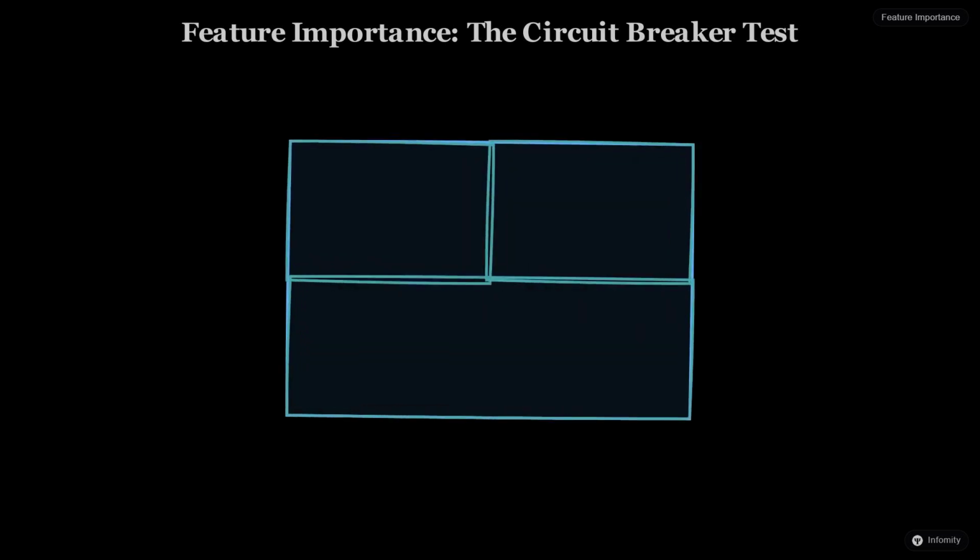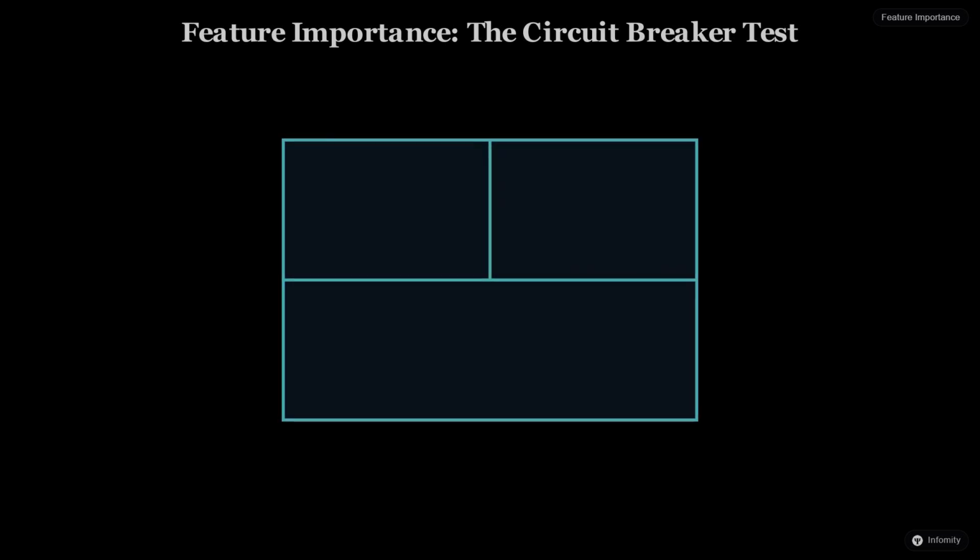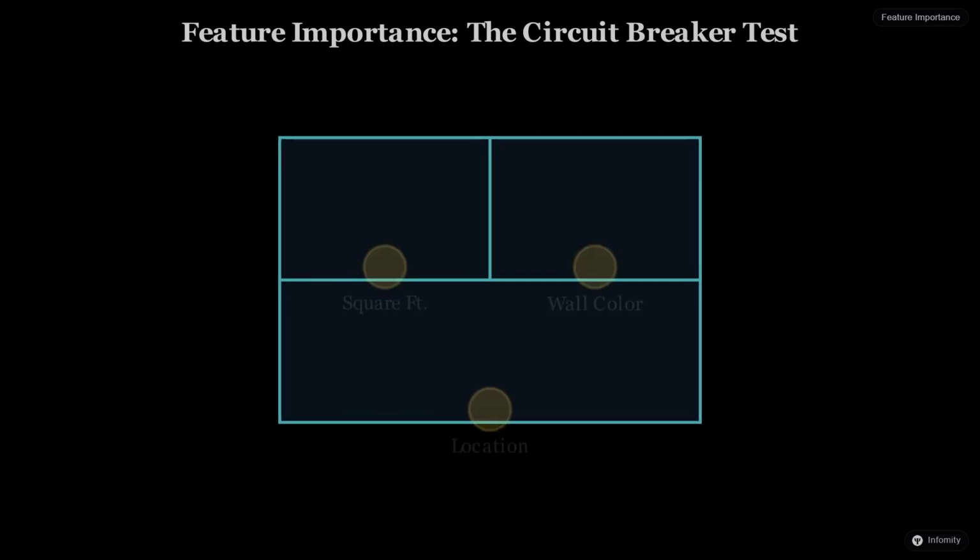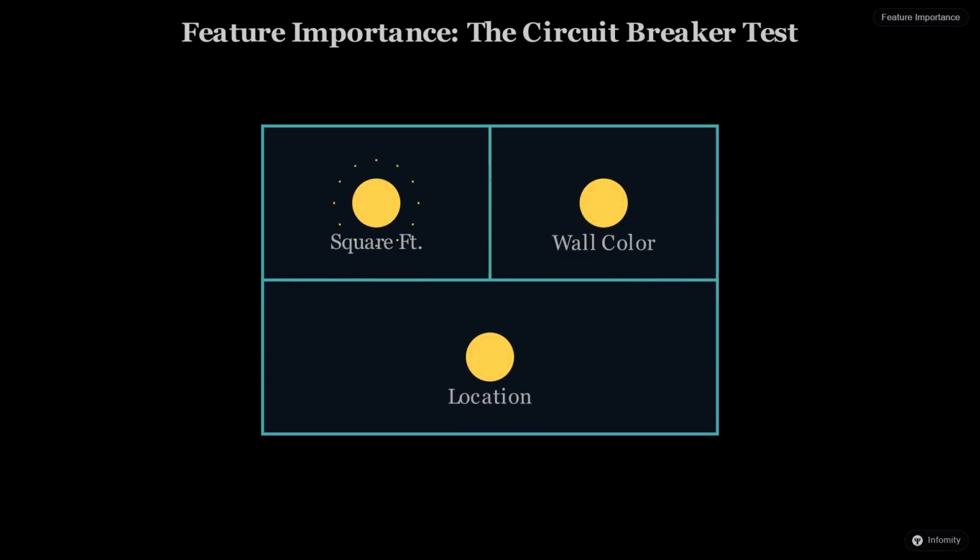Most videos on machine learning show you the final prediction, but never explain why the model made that choice. In this video, we want to show something different, the circuit breaker test of feature importance, revealing exactly which inputs hold the power over your model's decisions.